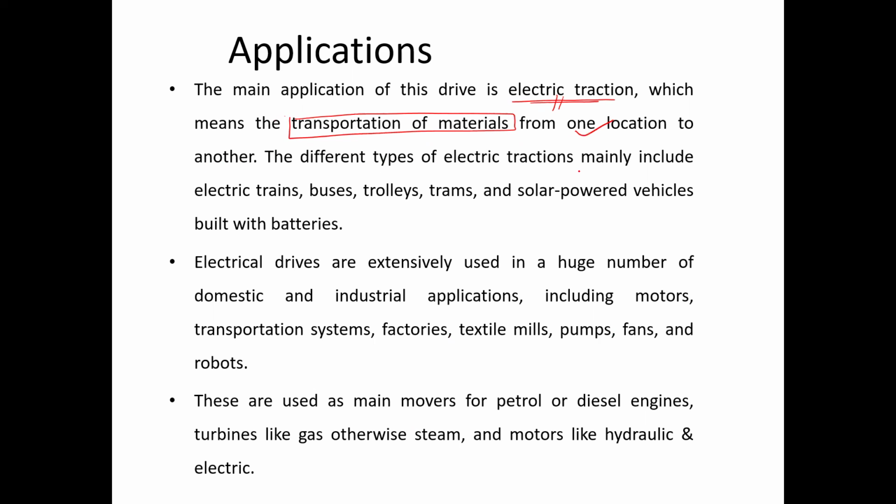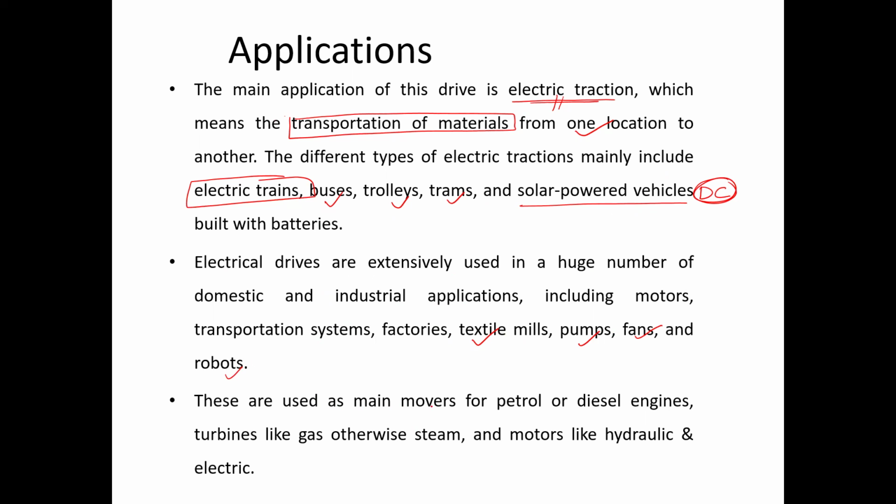The different types of electric traction mainly include trains and buses. Right now we have some electrical buses also. Trolleys, trams, and solar powered vehicles built with batteries. Batteries come under DC power. Electric drives are extensively used in a huge number of domestic and industrial applications, as we already discussed in the previous slide. We can have textile mills, pumps, fans, and robots.